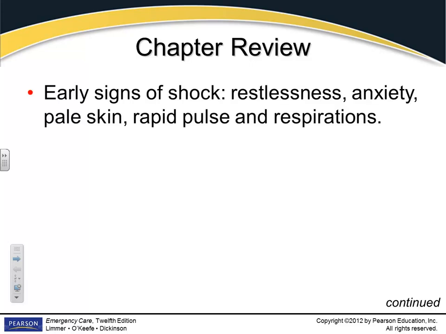Restlessness, anxiety, those are early altered mental status issues. So if they start getting cranky and restless, that's one thing you'll notice with a patient who's been in a traumatic injury, you know, a car wreck or something like that, particularly a head injury. They start getting real anxious and cranky and combative, and then you start going, head injury, or it could be they've lost a lot of blood somewhere, internal or external.